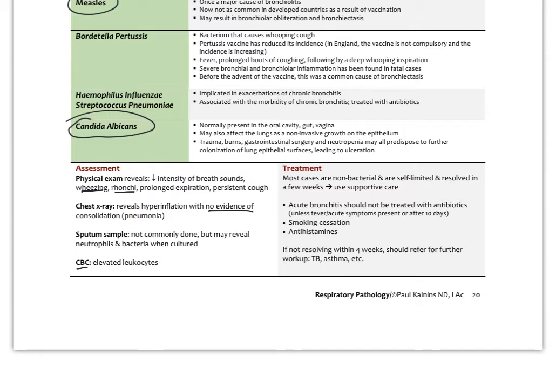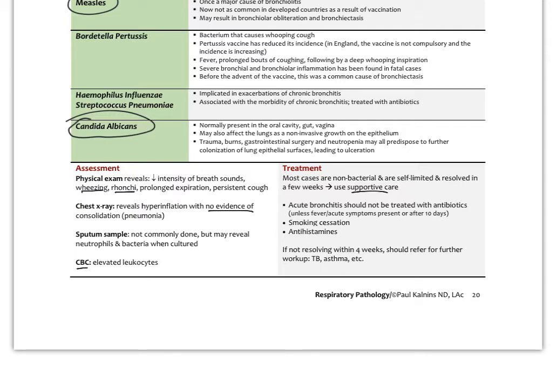And then a complete blood count might just show that there's an infection by showing elevated white cells. Most of these cases are non-bacterial, they're viral, they're self-limited, and so you just need supportive care. Really, the guidelines suggest that acute bronchitis should not be treated with antibiotics unless there's a fever or acute symptoms are present, or after 10 days, if it keeps going on, they still aren't better, then it might be worthwhile doing a round of antibiotics.